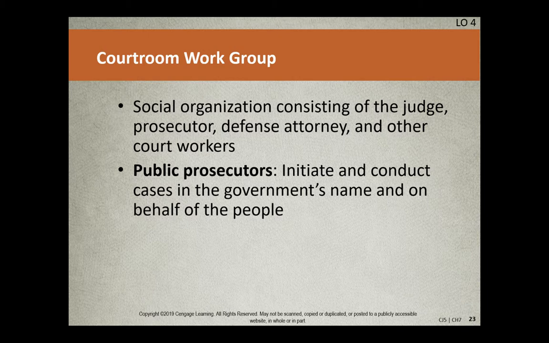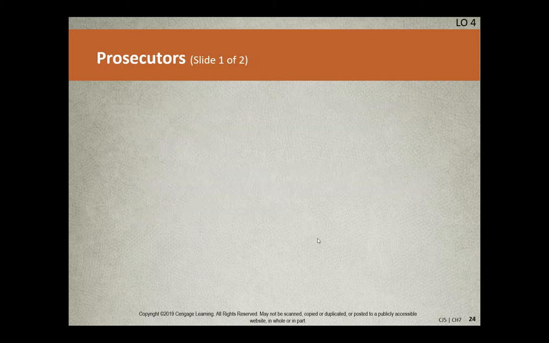As I said, the judge is the most dominant part of the work group. Then we move into the prosecution. Public prosecutors are defined as individuals acting as trial lawyers, initiating and conducting cases in the government's name on behalf of the people. In cases tried in state or local courts, the public prosecutor can be referred to as prosecuting attorney, state attorney, district attorney, county attorney, or city attorney. In each of those cases, they are the prosecutor.